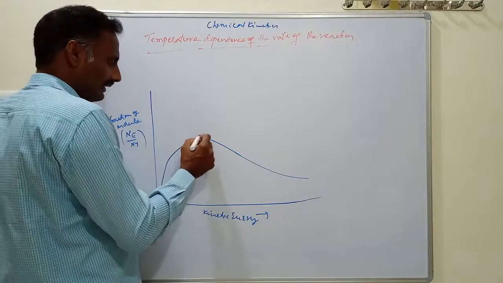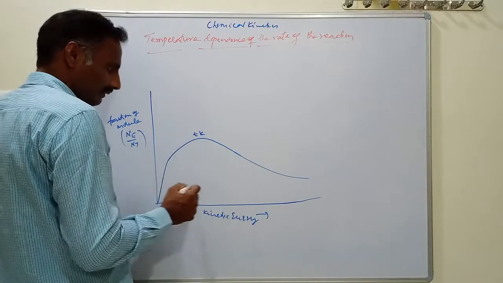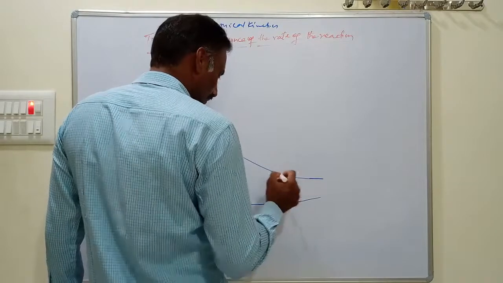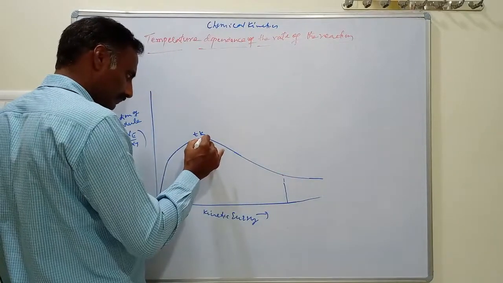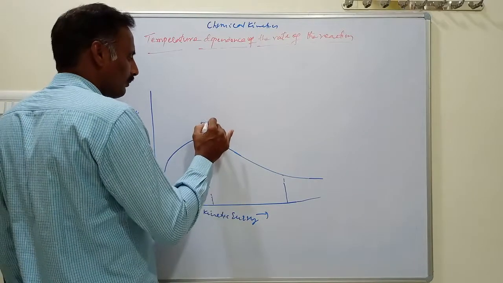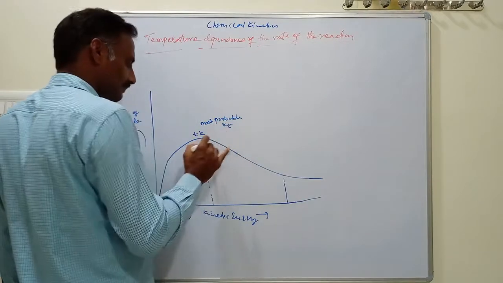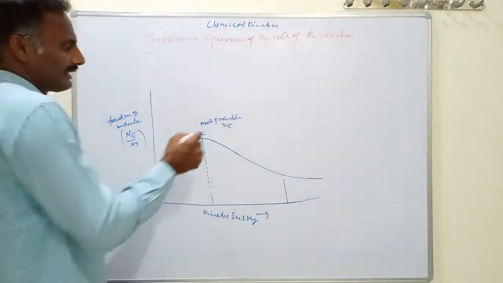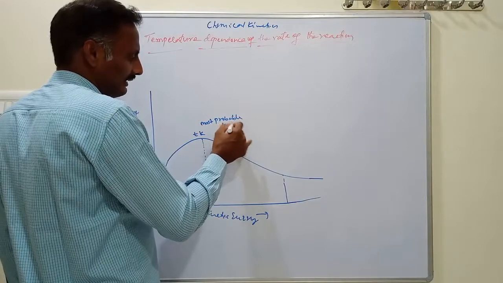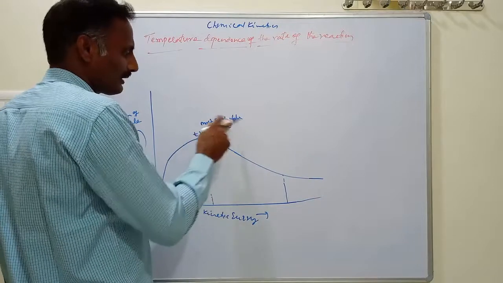This is a graph at a temperature T Kelvin. Here this is the area, and this is the peak of the curve. The peak indicates the most probable kinetic energy possessed by the reactant molecules. Most probable kinetic energy is nothing but the kinetic energy possessed by most of the molecules.